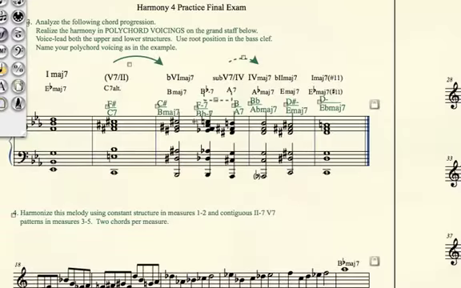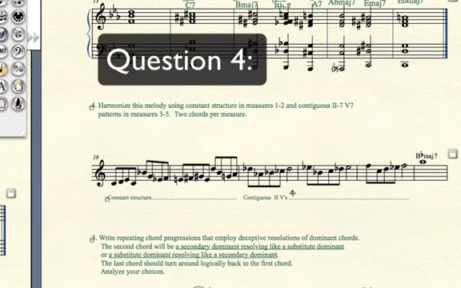One solution for the polychords. You can check your answers against that. Of course, there's many other possibilities, but the method that I suggest, I think, would always lead you in the direction of correct answers. Harmonize this melody using constant structure and contiguous 2/5.